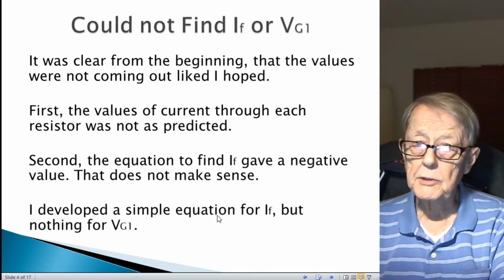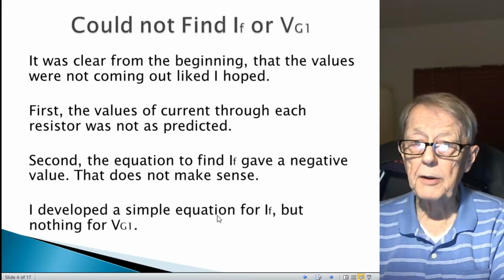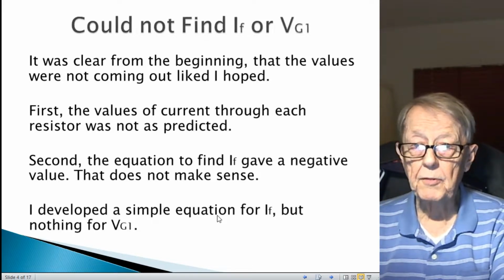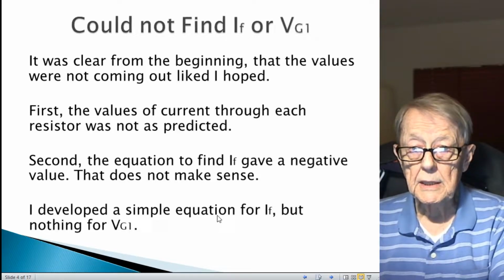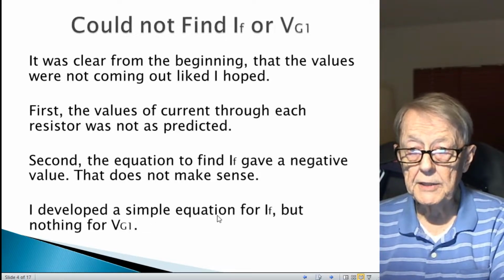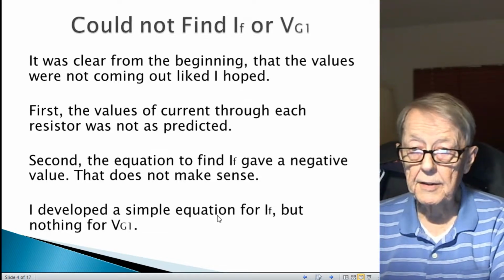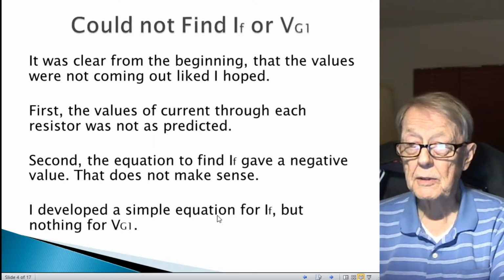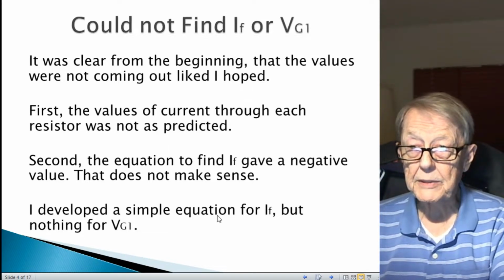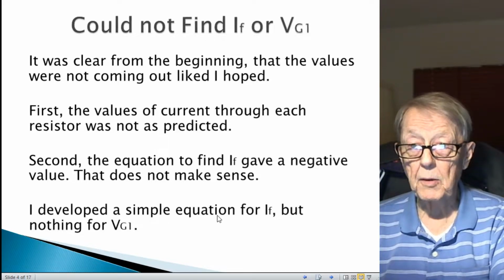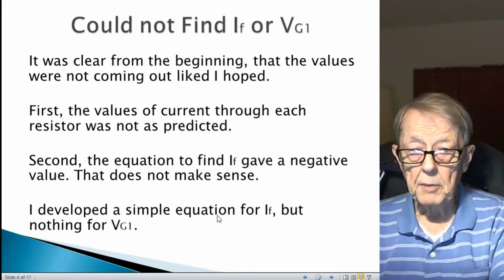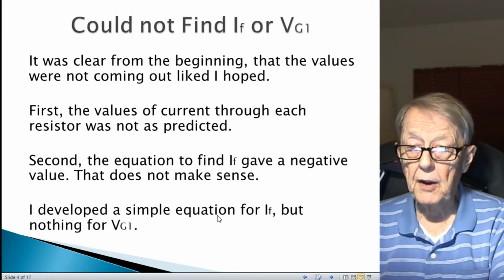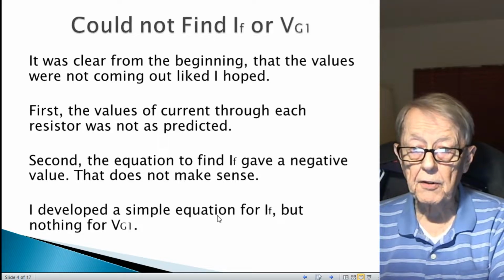Okay, it was clear from the beginning that the values were not coming out like I hoped. First, the values of current through each resistor were not as predicted. Second, the equation to find I sub f that I thought I had, I did get one, but it turns out it was either wrong or I did something wrong because I got negative values. That doesn't make sense. I did develop a simple equation for I sub f, but as I said, nothing for V sub G.